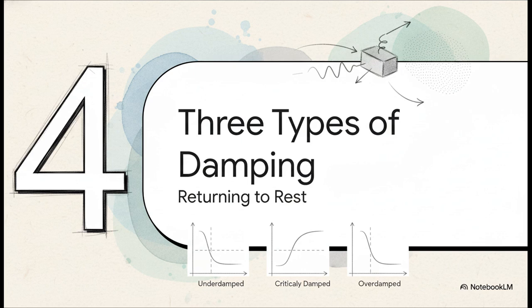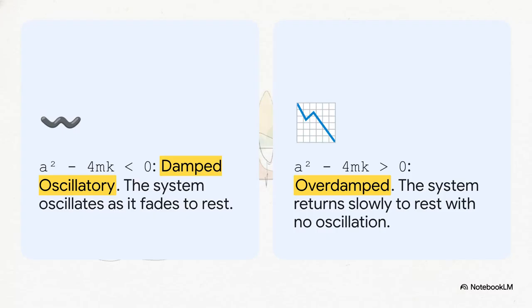Okay, so here's where it gets really interesting. It turns out that not all damping is the same. I mean, depending on how strong that friction is compared to the mass and the springiness, you get three totally different ways for the system to come to a stop. It really all boils down to a fight between the damping force and the spring's restoring force. And this little chunk of math you see on the screen basically tells us who wins the fight.